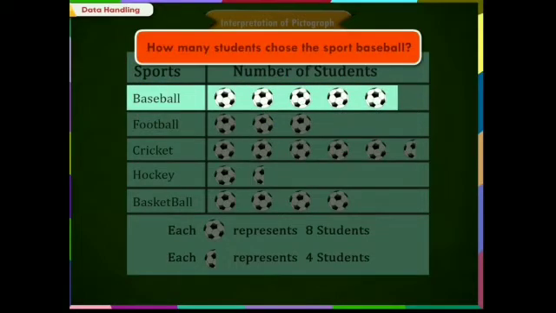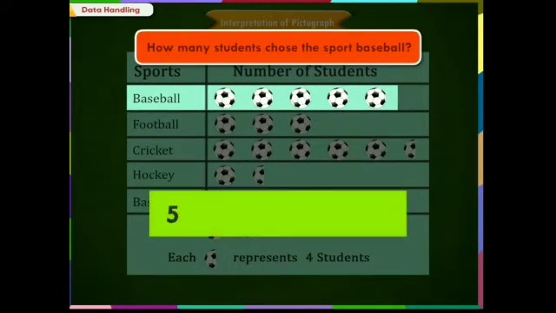How many students chose the sport baseball? 5 into 8 equals 40 students had chosen the sport baseball.